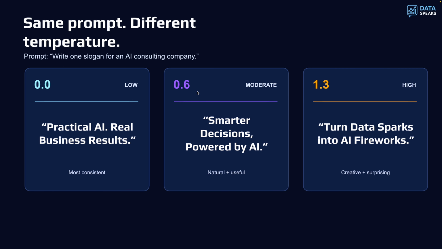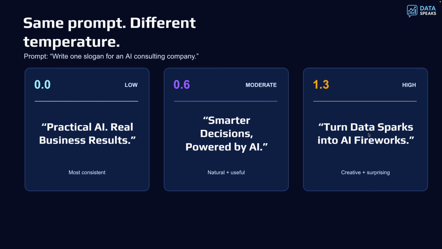Another example can be if you say, write one slogan for an AI consulting company. If you set a low temperature, it will be very deterministic. Every time you ask the question, it will say "Practical AI, real business results." They are very consistent. Now, if you set a moderate temperature, then it will add some additional context. It will say "Smarter decisions powered by AI." If you ask the same question again, it is likely to change the response, but it will be more natural and acceptable. And now if you choose a very high temperature, it says "Turn data sparks into AI fireworks."